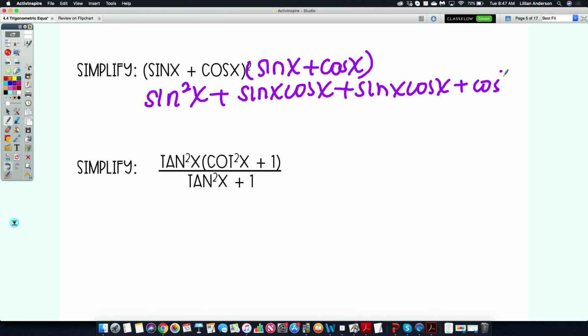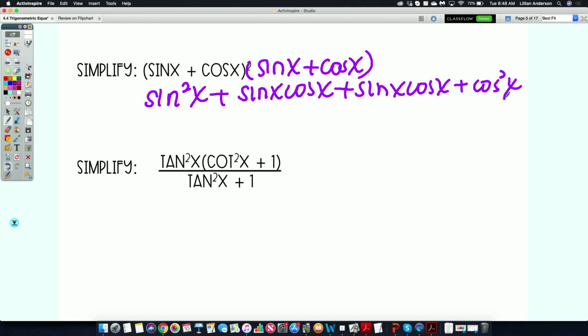Please make sure that you are including your variables. If you leave out the variable, that is incorrect. Please make sure that you are also saying it, because some of you will leave that out in your work, and then you'll be solving for nothing because you don't have a variable there.